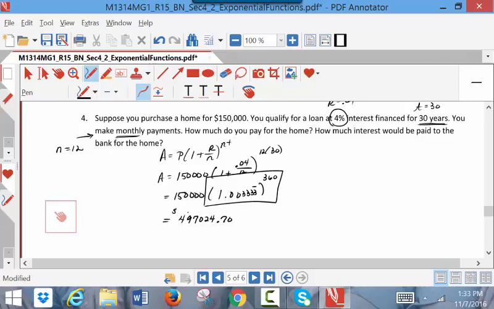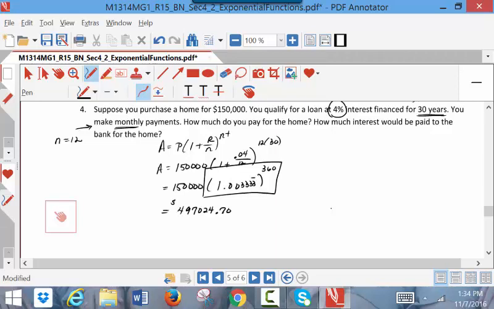That's exactly right. This is not playing around. This is some serious stuff, and this is exactly why math teachers don't ever finance a home for 30 years. Okay, your home would be $497,024.70. That's how much you would pay for your home. But that's pretty much what everybody does, which is why the bank owns every home out there, unless you got a math teacher owning a home out there.